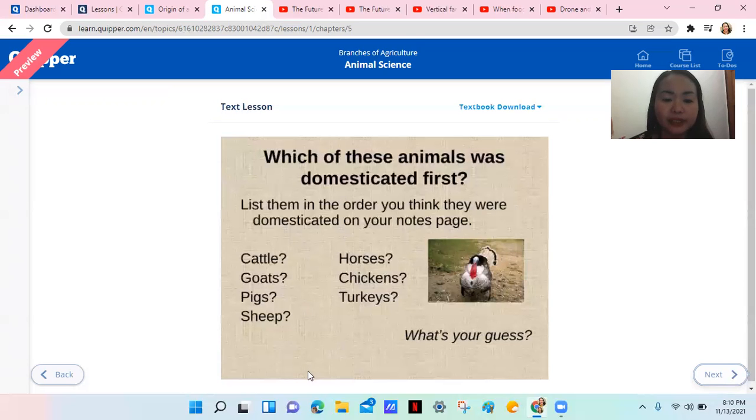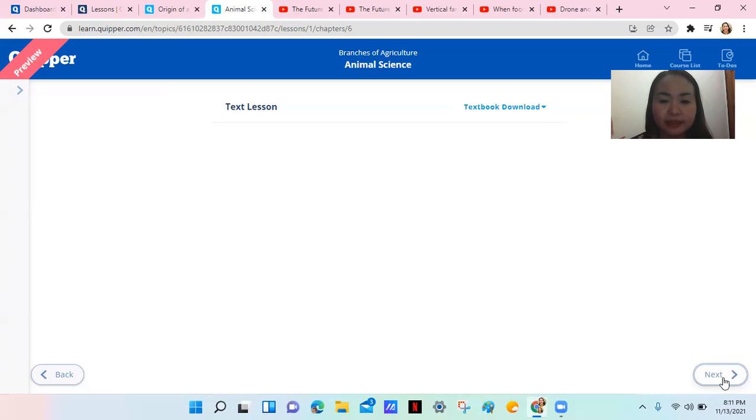Okay, and which of these animals was domesticated first again? So is it the cattle, the goats, the pigs, sheep, horses, chicken, turkeys? So what was your guess?